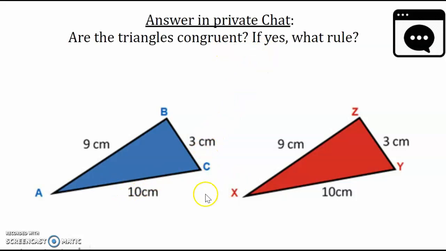Okay, so what information are we given here? We're given measurements here. We are given that we have 9 centimeter here and then 9 centimeter on the right triangle. 3 centimeters here and 3 centimeter on the right triangle, 10 centimeter and 10 centimeters. So we actually have 3 pairs of congruent sides. So which is the rule that says that if you have 3 things, we can conclude that this is congruent? Yes, it is congruent because it satisfies the side rule.